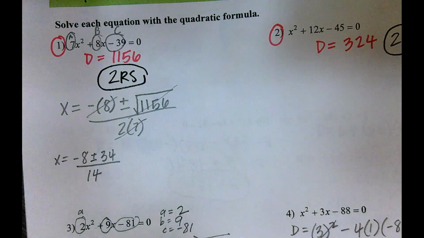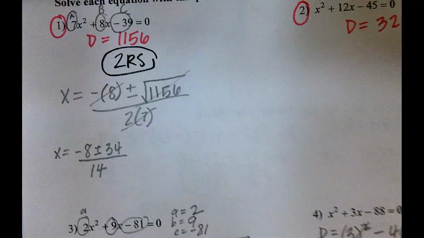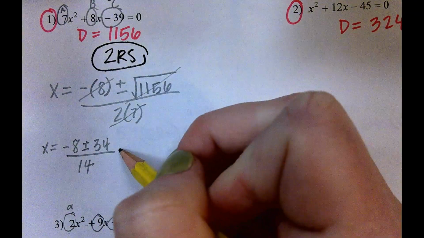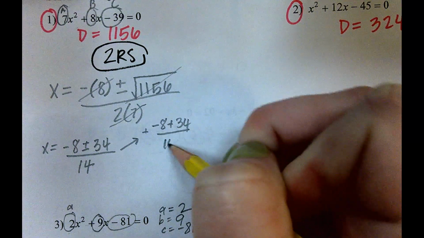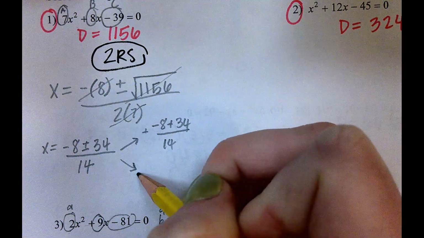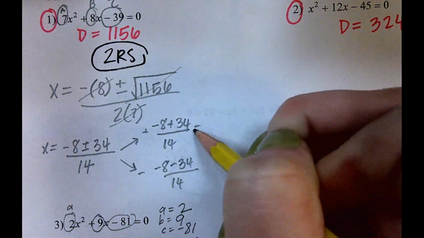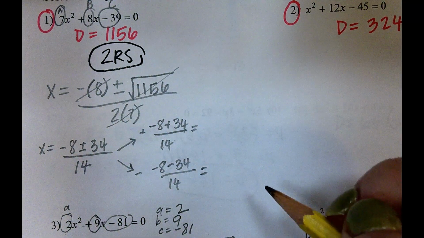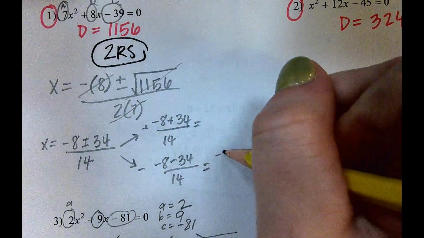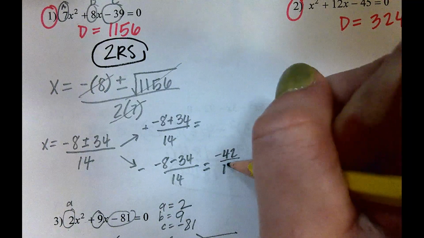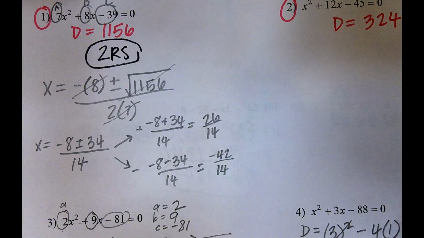That is helpful. Okay, so now we are to the part where our 3 numbers are simplified. What do we do from here? We split it. Negative 8 plus 34 over 14, and then negative 8 subtract 34 over 14. Okay. Negative 8 minus 34 is negative 42, over 14. Okay, perfect. And then the top one's 26 over 14. Good, 26 over 14.